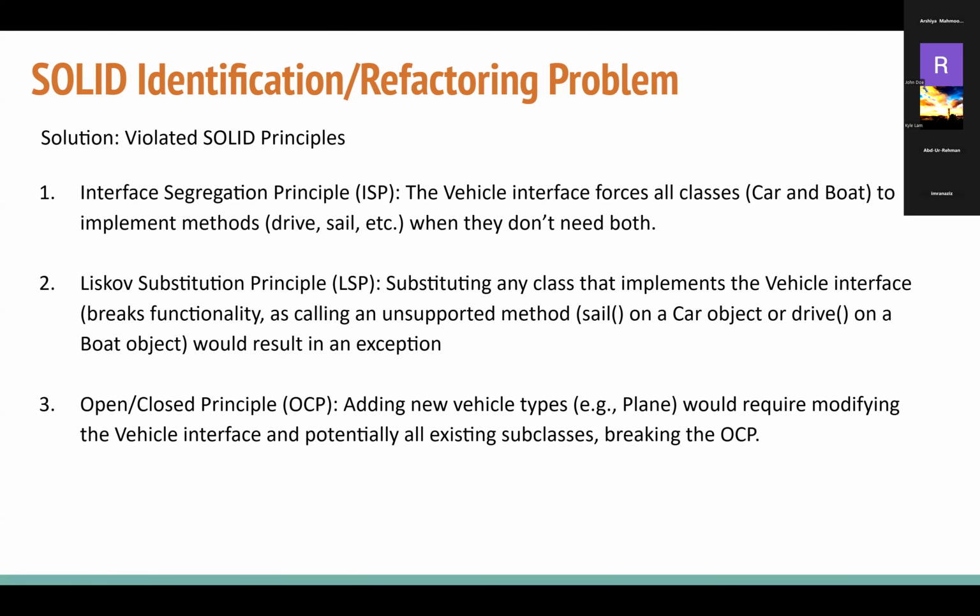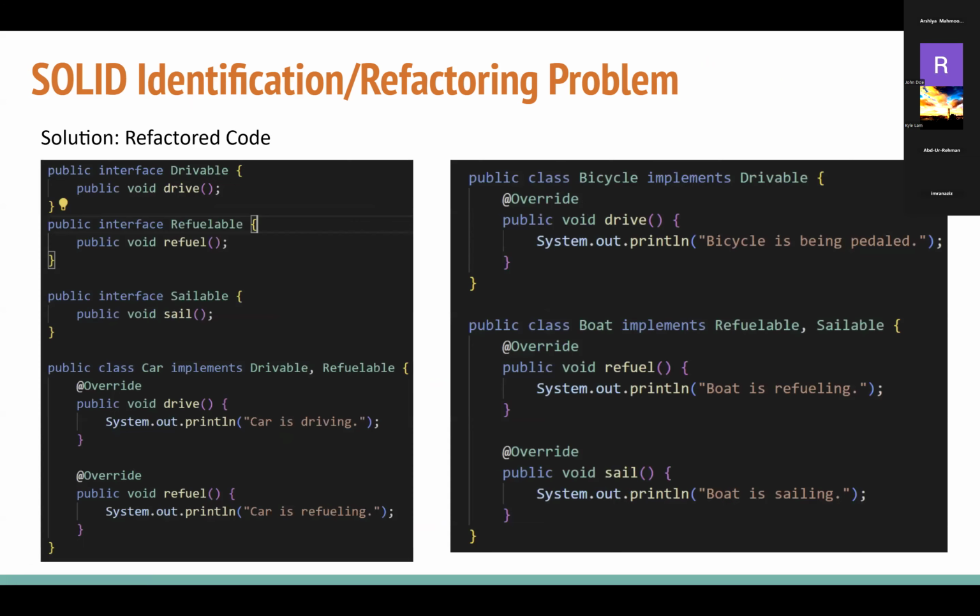Is that good? All right. So last thing is refactoring. So I'm just going to go over how I refactored this code. Essentially all I really did was split up the vehicle interface into three different interfaces: one called drivable, which has the method drive, one called refuelable with the method refuel, and saleable with the method sale.